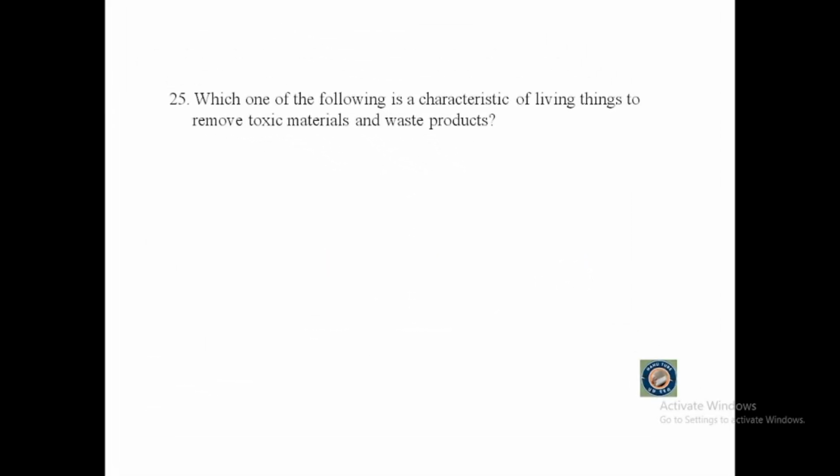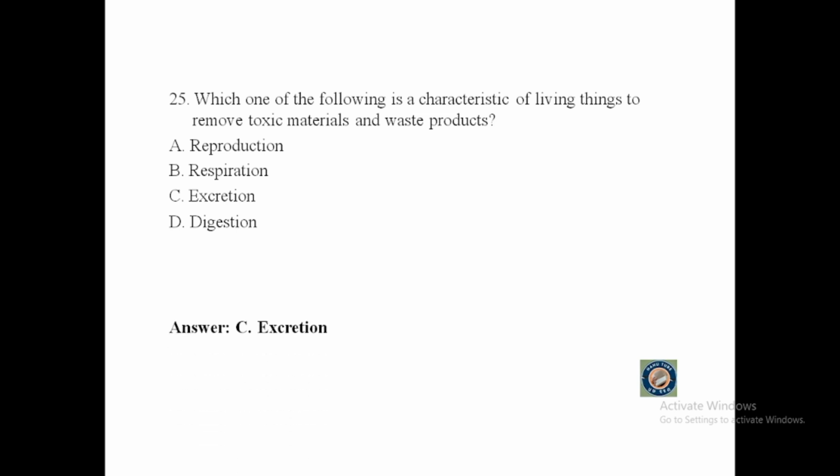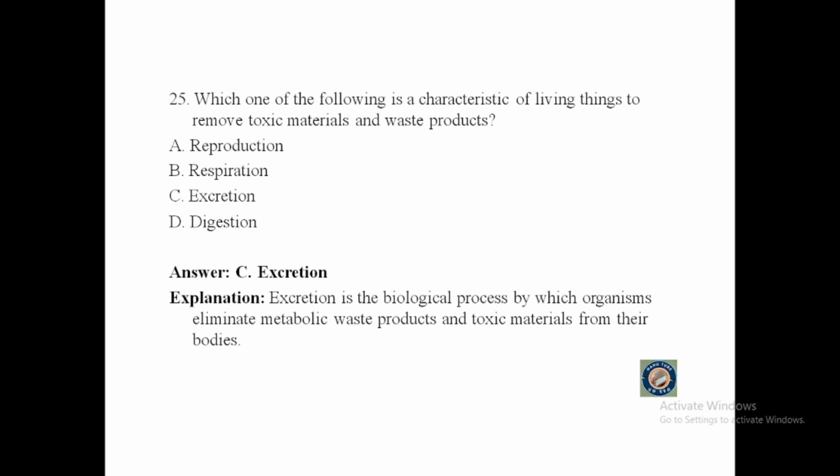Question number 25. Which one of the following is a characteristic of living things to remove toxic materials and waste products? A. Reproduction, B. Respiration, C. Excretion, or D. Digestion. The correct answer for this question is excretion, because excretion is the biological process by which organisms eliminate metabolic waste products and toxic materials from their bodies.